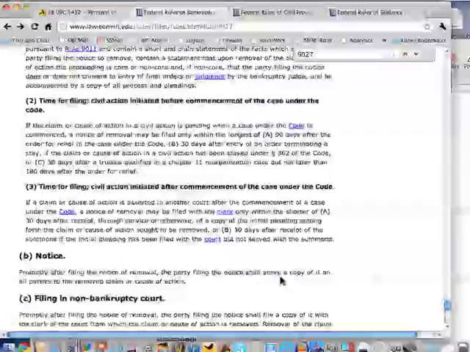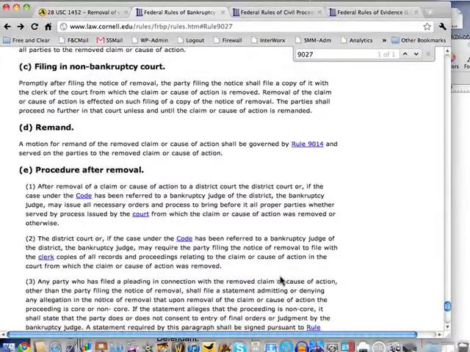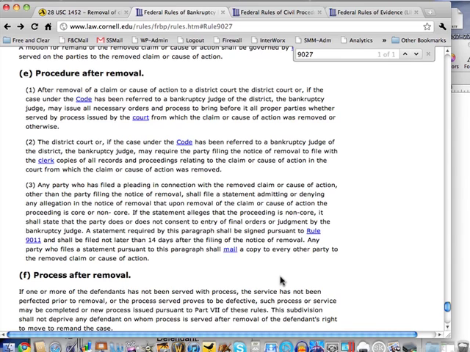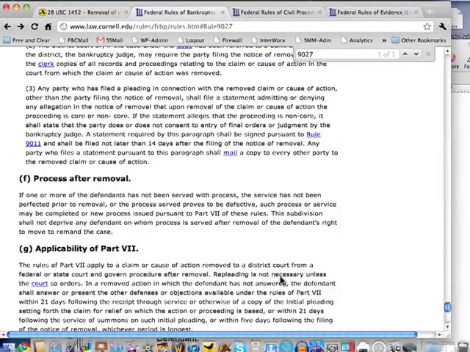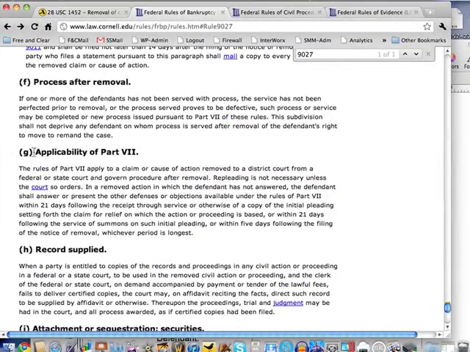And it is true, they have the right to move the case. Okay, so what I want to bring to your attention is this thing, procedure after removal. This is really, really important. Applicability of this part. Okay, so why this is important is the timeline. The applicability of this court pleading is not necessary in a removed action in which the defendant has not answered, and thus far they have not answered. The defendant shall answer or present other defenses or objections available under this within 21 days of receipt of service or otherwise a copy of the initial pleading setting forth the claim.